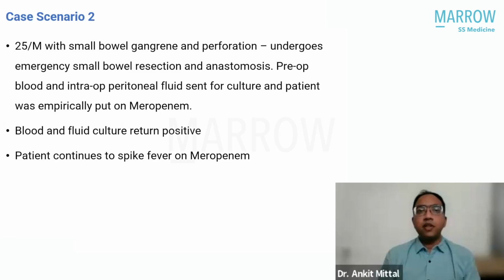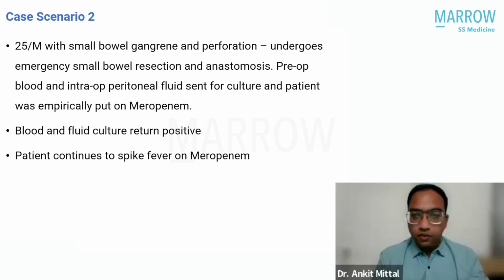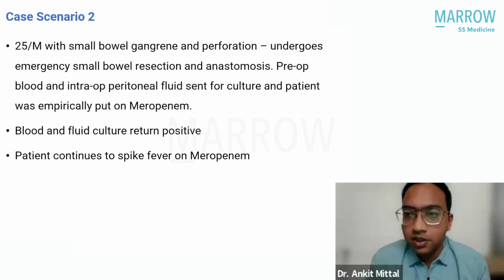Now, coming to case scenario 2. So that was first case, urosepsis, UTI. First isolate was ESBL E. coli. The second isolate was a pan-sensitive E. coli. And in both the cases, now we know how to manage those infections.